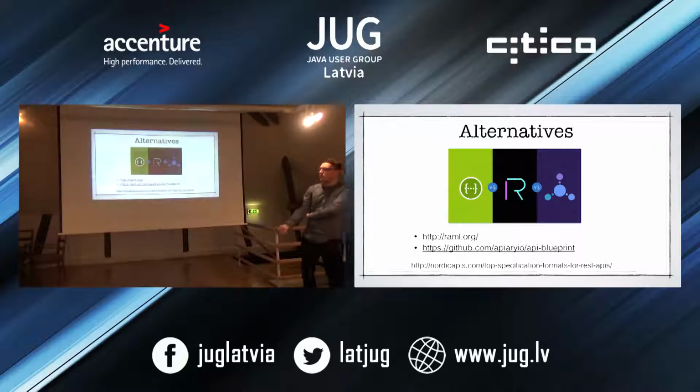As for alternatives on how to describe your API, there are RAML and API Blueprint, but with them you actually need to write the documentation yourself. So Swagger allows you to generate it and that's it. Here you could also take it as an approach where you write your specification first and then you adapt your code.